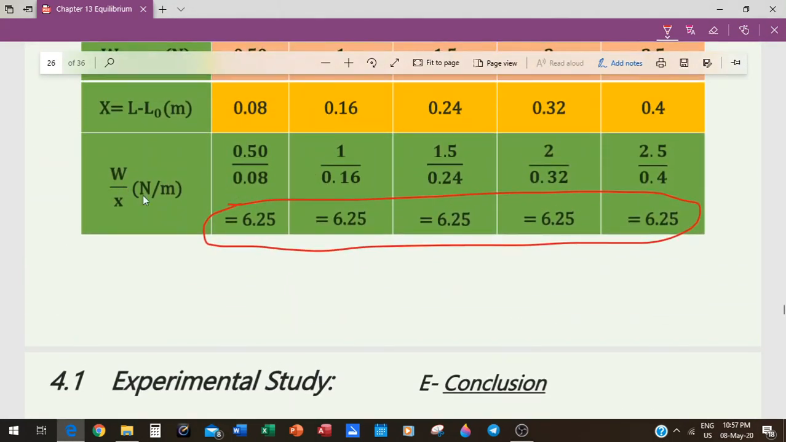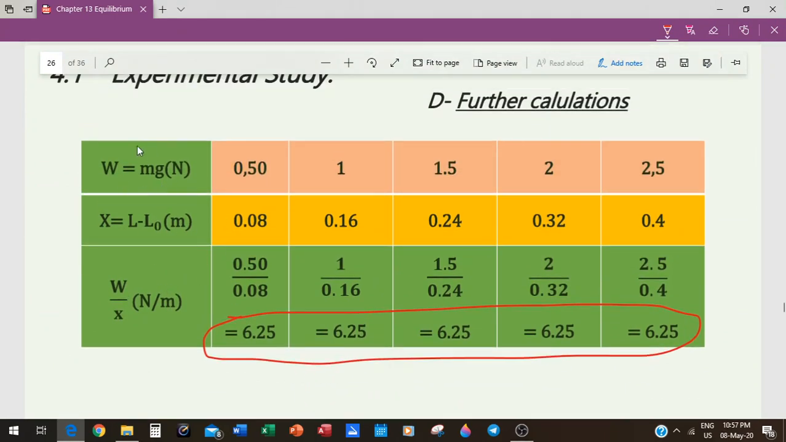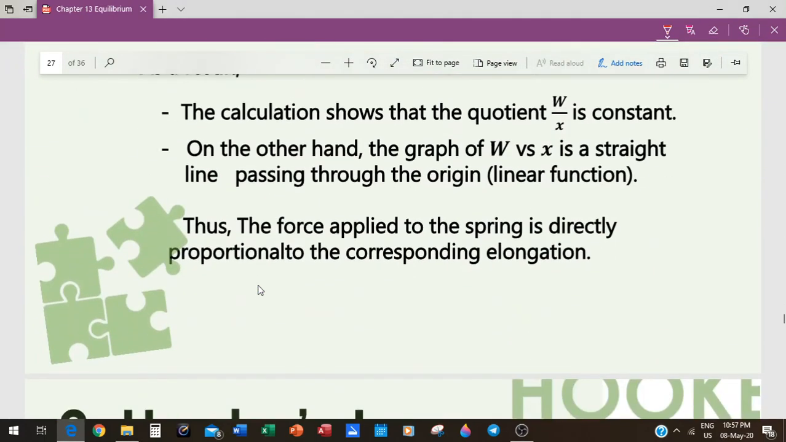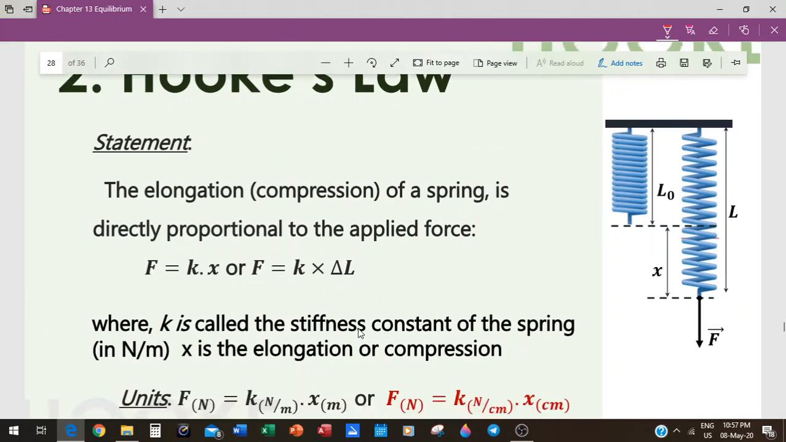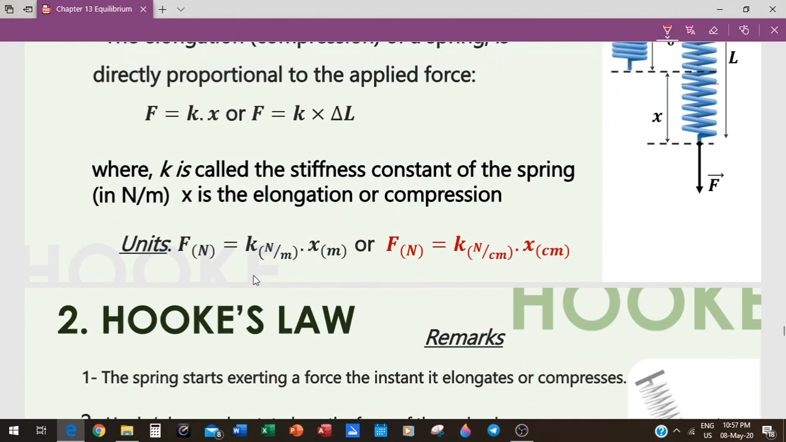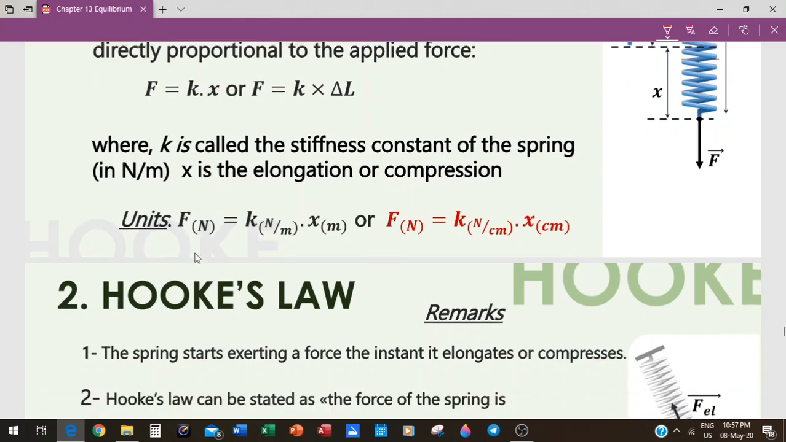F equals K times X. Where do we get this F? W over X, which is the force. The force is the weight. K times X. What is K? K is the stiffness, called the stiffness constant of the spring, in newton per meter. X is the elongation or compression. In units, F equals K times X: K in newton per meter, X in meter, then we get that the force applied is in newton.